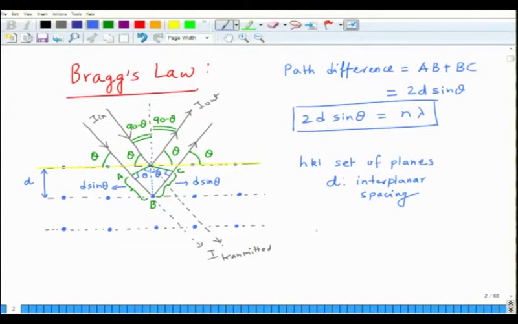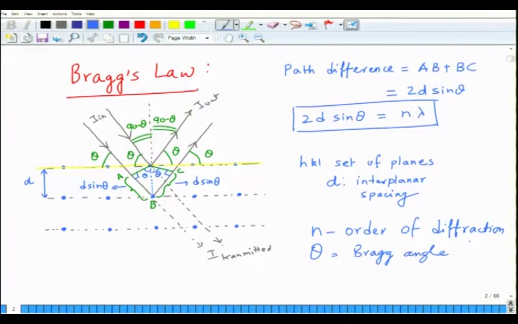So, here n is defined as the order of diffraction, theta is the Bragg angle or the diffraction angle, lambda is the wavelength.